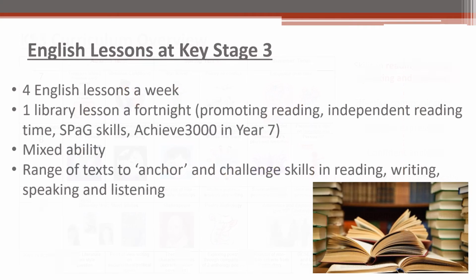In terms of the delivery of English lessons, all classes are mixed ability throughout every year group with us, and students will have 4 English lessons a week, and 1 of those lessons a fortnight will be a library lesson. We're really privileged to have a well-stocked and really inviting library in the school with an excellent librarian who's really engaged with the students in their reading. In their library lessons, the time is devoted to personal reading, the value of which cannot be underestimated.